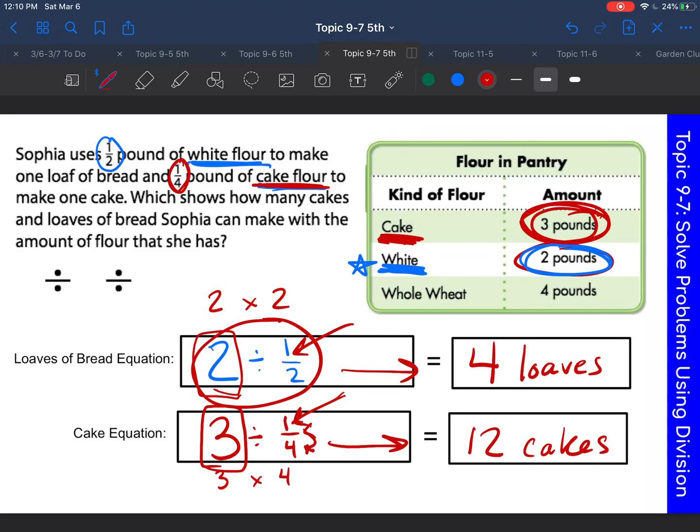Okay. If the review tells you to model it, model it. If the review tells you to solve it any way you want, solve it any way you want. But I am going to ask that if it says to model, model. If it says to show your work, make sure you send me a picture of your work. And what we're going to do on Thursday at our Google Meet, if you have any questions when you start the review, you can ask any of those questions during that time.